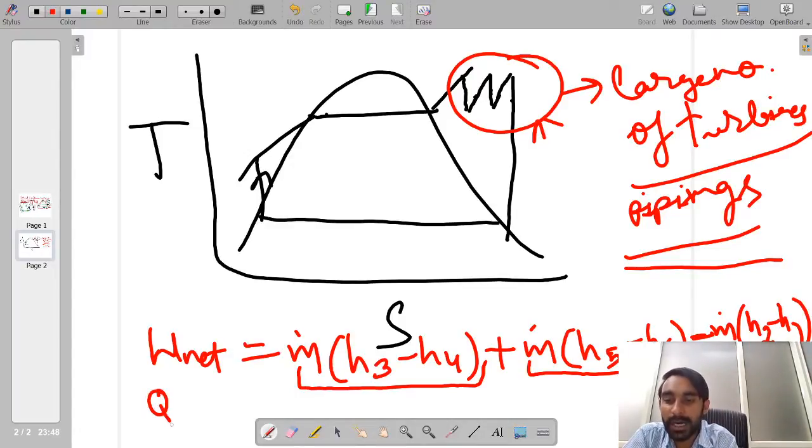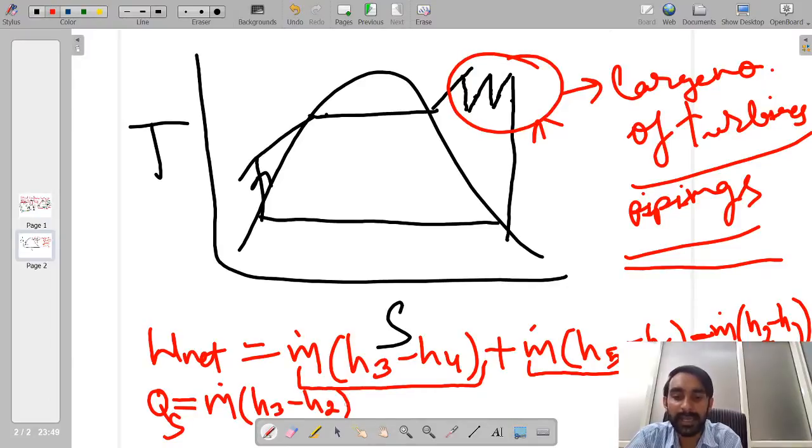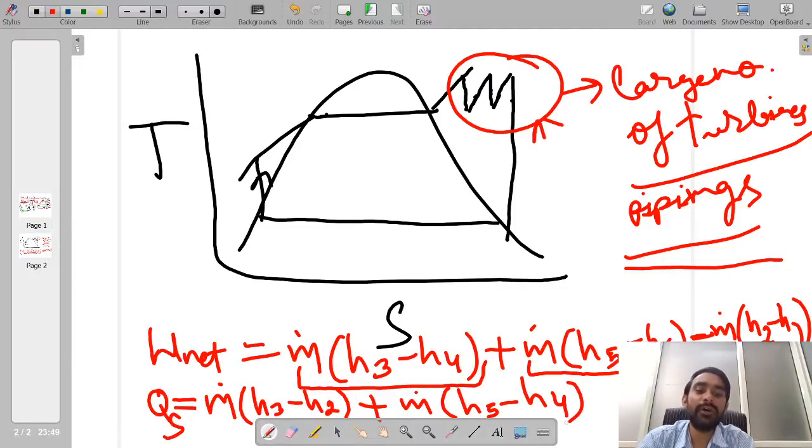Similarly, if we try to find out the total heat, the heat supplied, Qi, is the heat addition at the high pressure, that is m dot into H3 minus H2, plus the heat addition during the reheating process. During the reheating process, it will be m dot into H5 minus H4. Okay, and once we have found the heat supplied and the net amount of work done, we can determine the efficiency. Okay, so what advantage have we got?